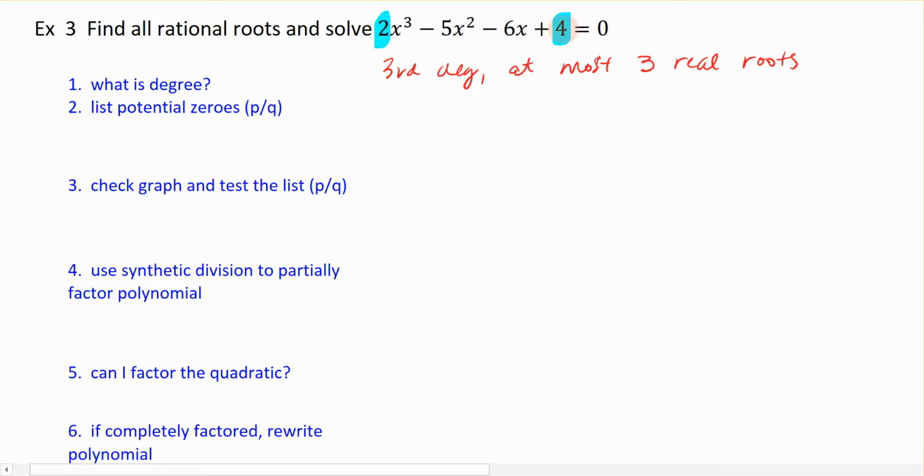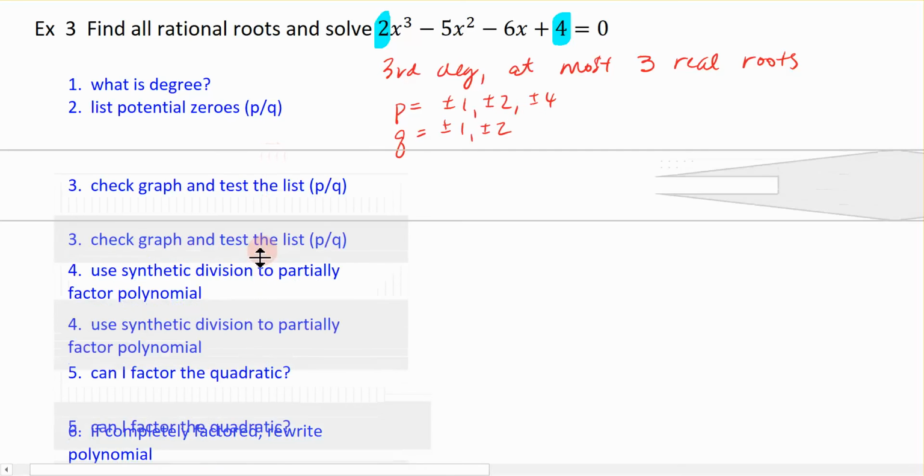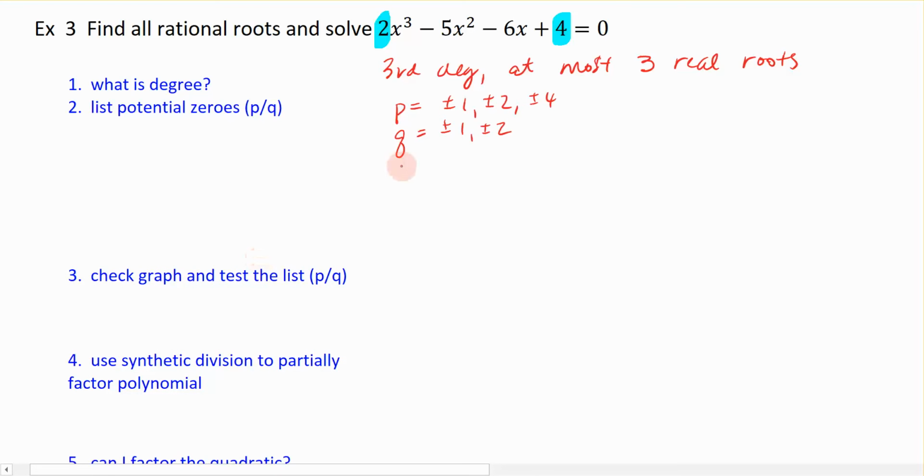So I want to know what are the factors of 4. So for P, that looks like plus or minus 1, 2, and 4. For Q, that looks like plus or minus 1 and plus or minus 2. We haven't had to, up until this point, really deal with a ratio of P over Q, which is what we're looking at now. I do, because in my previous 2 examples, Q's been 1. Well, that's not the case here.